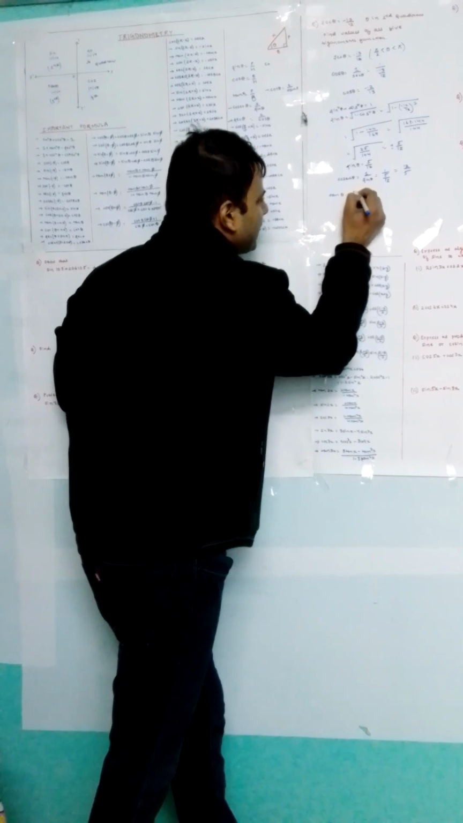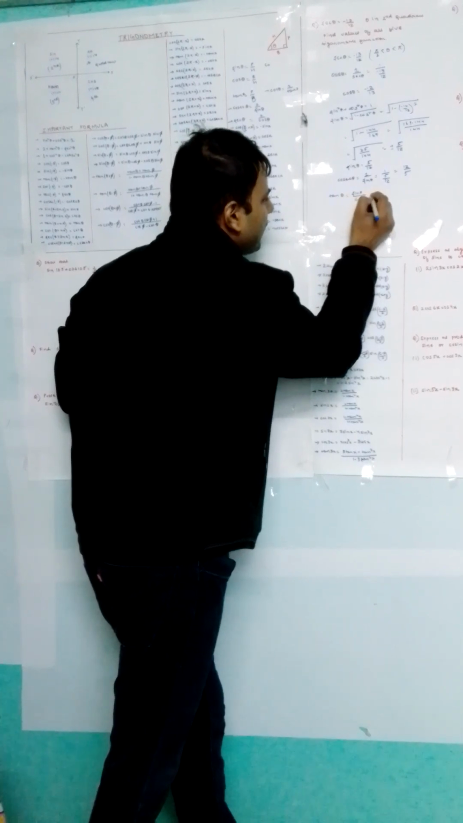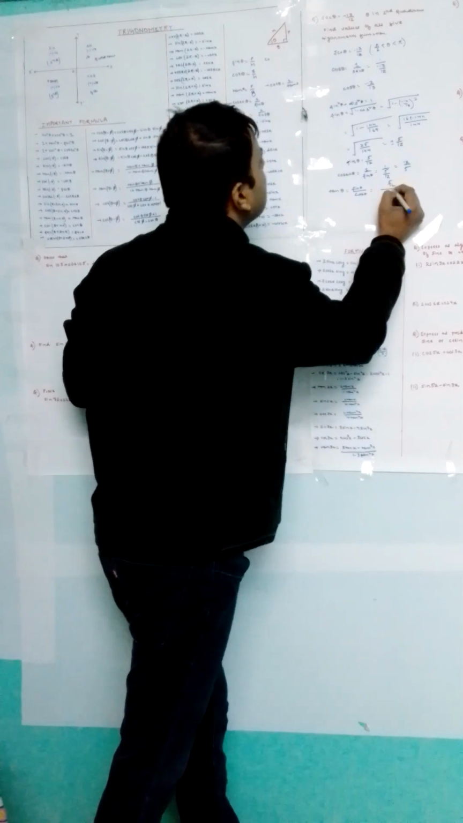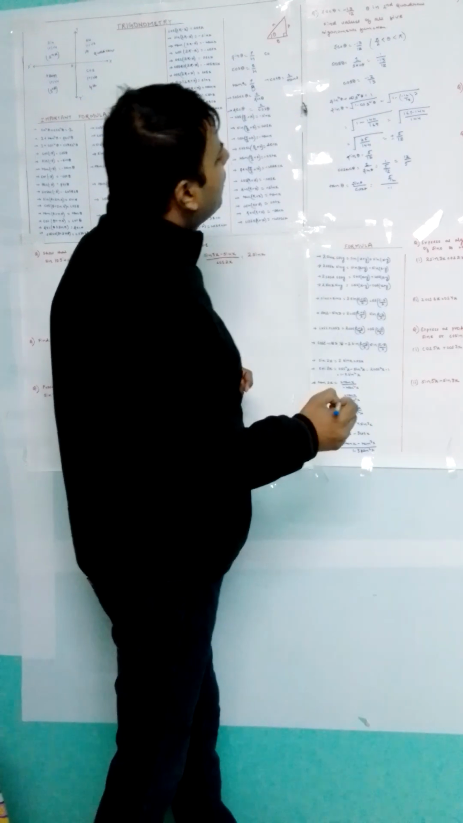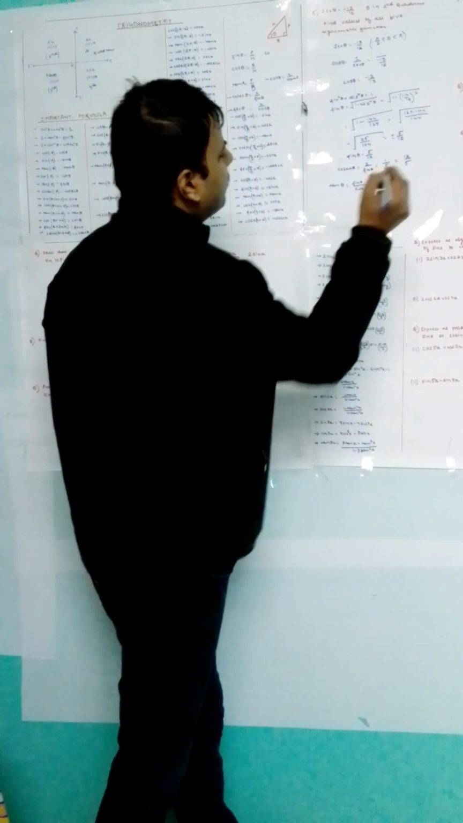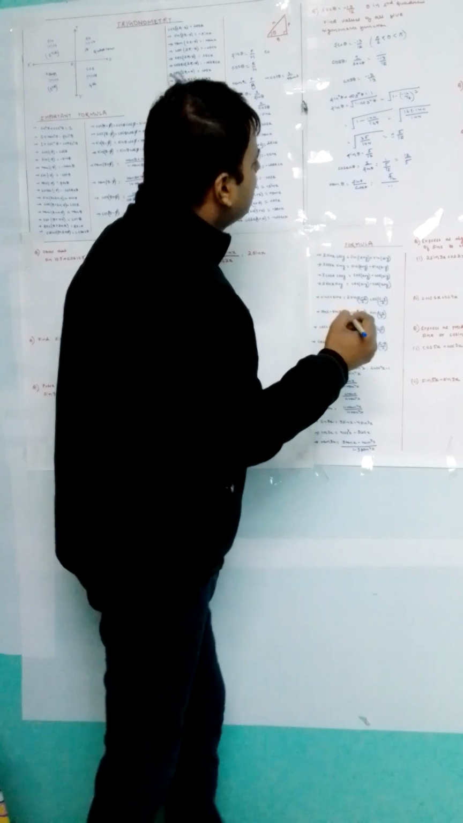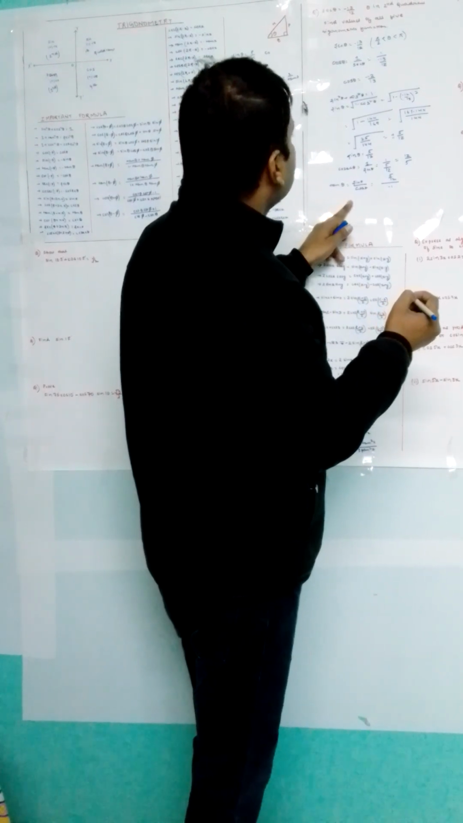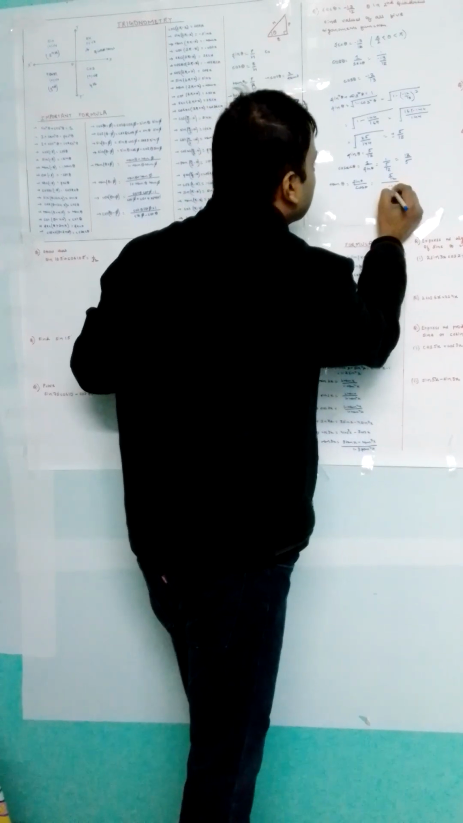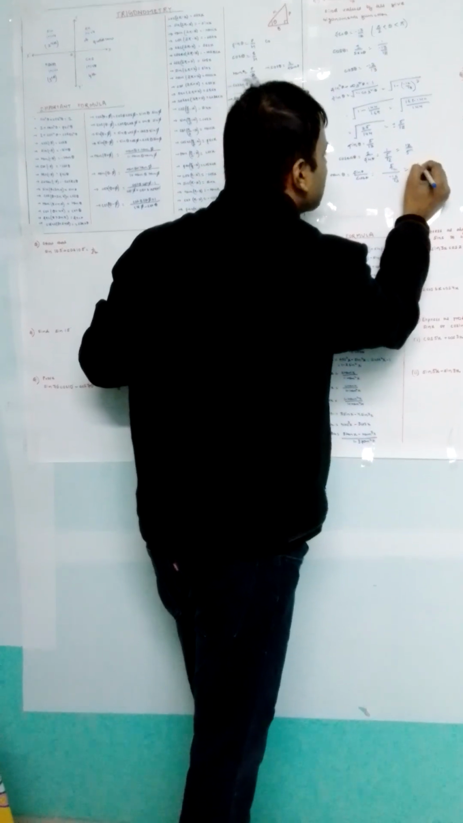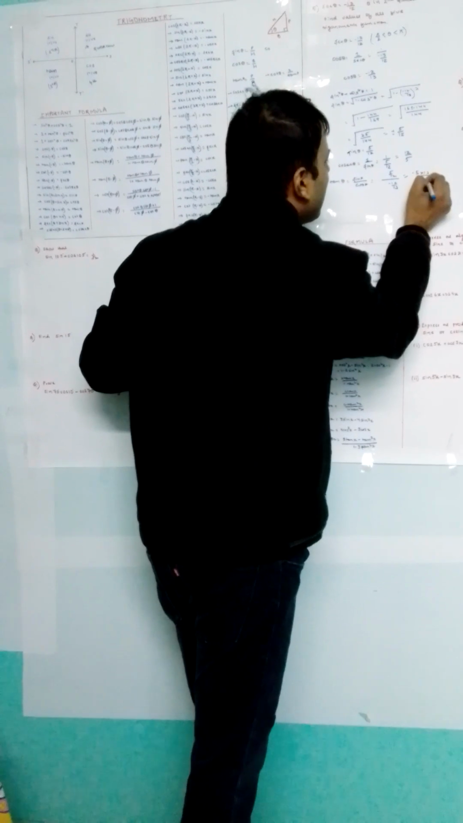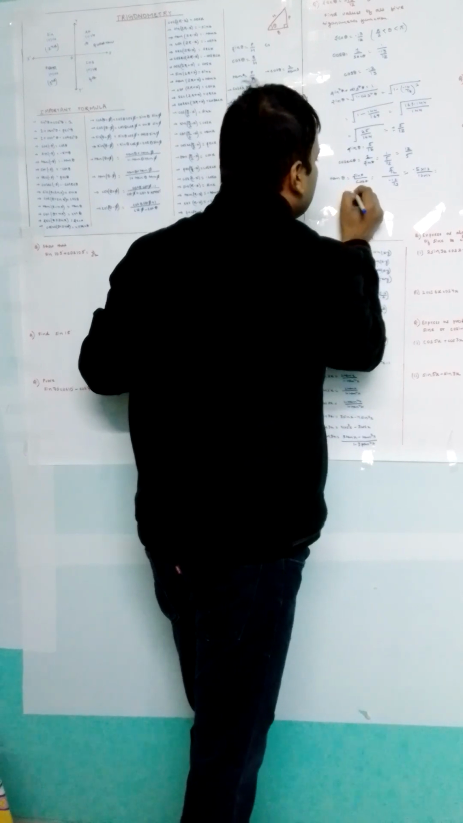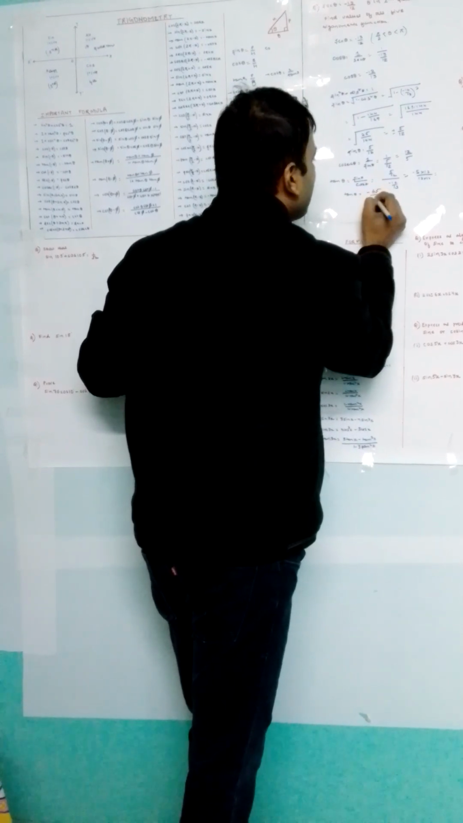Tan theta equals sine theta upon cos theta. Okay. The value of sine theta is 5 by 12. Cos theta is minus 13 by 12. Sin theta equals 5 by 12, cos theta equals minus 13 by 12. Okay. See, minus 5 into 13 upon 12 into 12. That is minus of how much? Tan theta equals minus 65 upon 144.